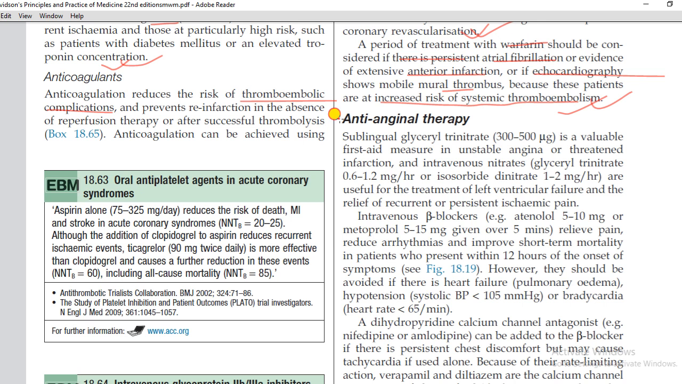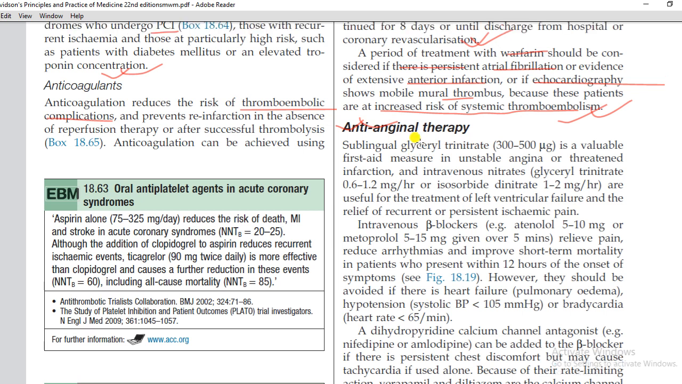Okay, so what about anti-anginal therapy? Sublingual glyceryl trinitrate. So there might be a need for anti-anginal therapy, and what should be done? As suggested before, sublingual glyceryl trinitrate should be given, in an amount of 300 to 500 microgram, available for first aid measure in unstable angina or threatened infarction, and intravenous nitrate glyceryl trinitrate 0.6 to 1.2 milligram per hour, or isosorbide dinitrate 1 to 2 milligram per hour, are useful for treatment of left ventricular failure and the relief of recurrent or persistent ischemic pain.